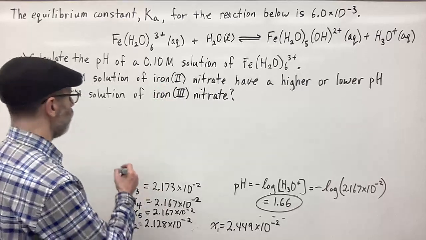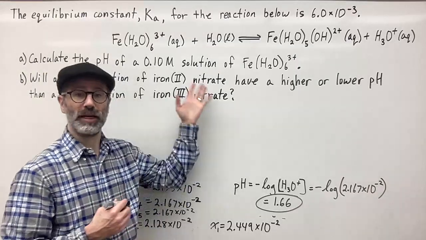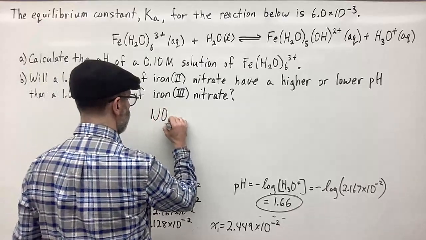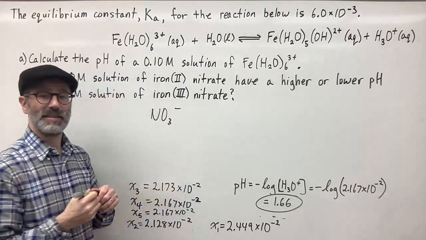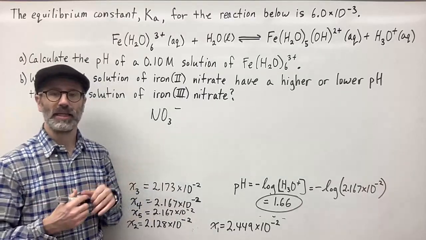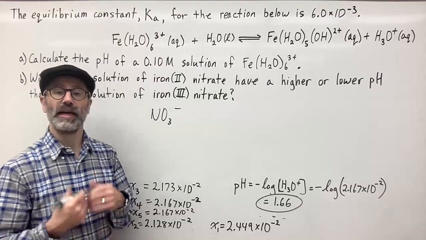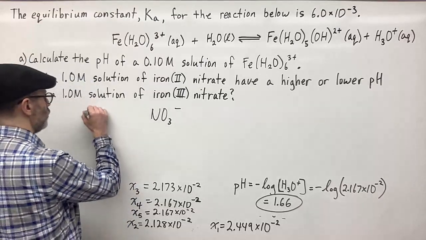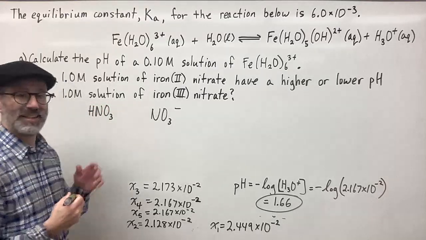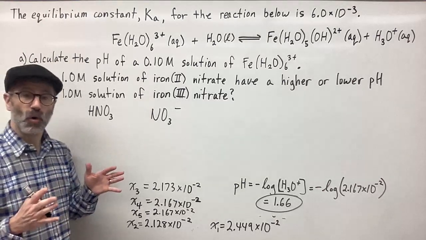So we'll have to look at both of these. First, nitrate ion. If we look at the anion here, nitrate, which is NO3 minus, this is the counter ion, or the conjugate base, or the negative ion of a strong acid, right? So HNO3, nitric acid, is a strong acid, which means that this is going to completely ionize in water.